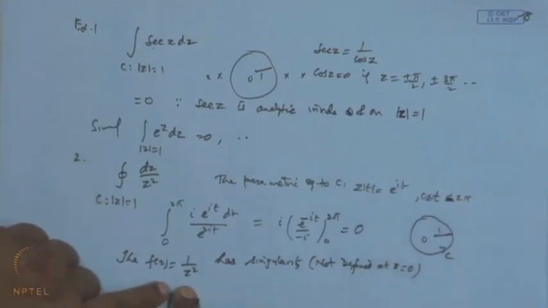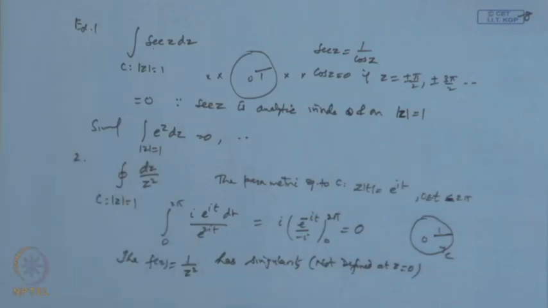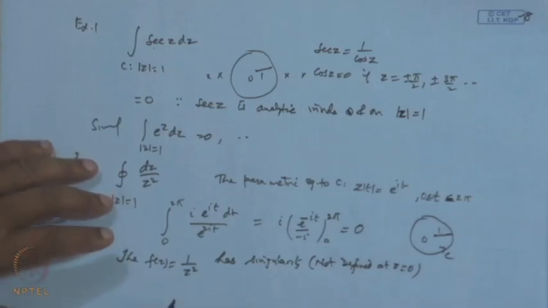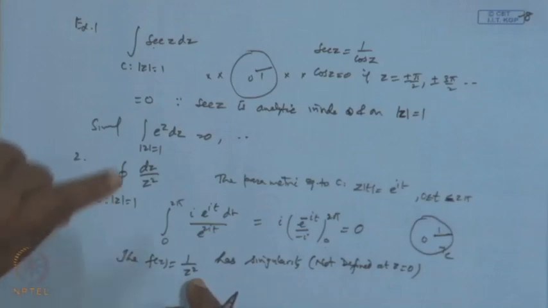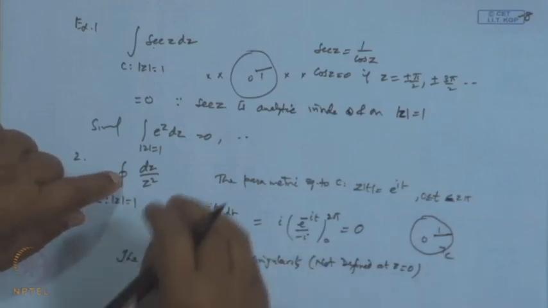It means the function is not analytic. In spite of this, the value of this integral is coming to 0. Does it contradict the Cauchy theorem? No, it will not contradict the Cauchy theorem. The Cauchy theorem says if the function is analytic, then the value of the integral along any closed path must be 0. But it does not say the other way around, that if the integral of the function is 0, then the function is analytic. That is not the meaning of the Cauchy theorem.